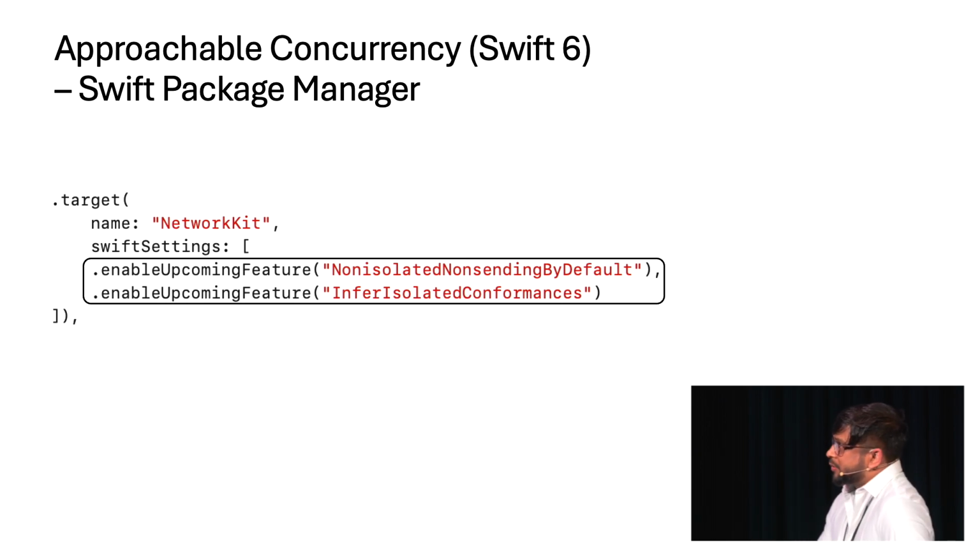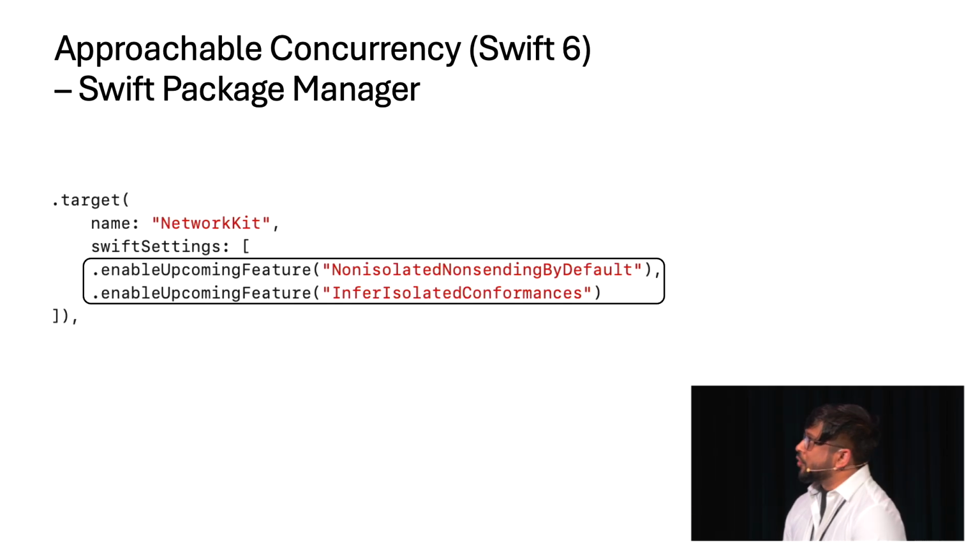But in Swift 6.2, all complexity goes away. You can enable approachable concurrency even in the Swift Package Manager. We need to add these 2 compiler flags: non-isolated non-sending by default, and infer isolated conformances.